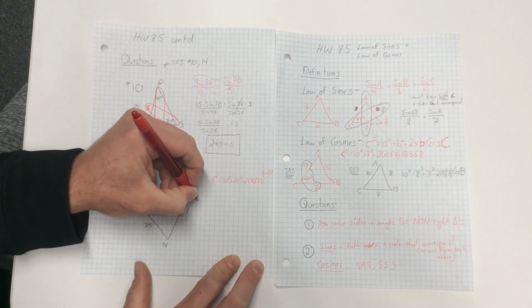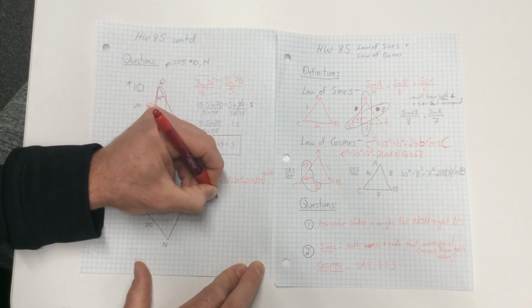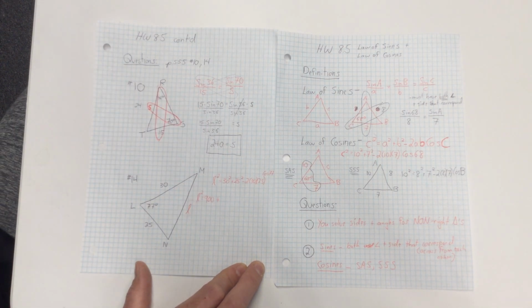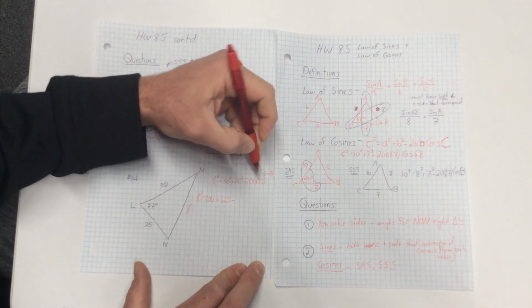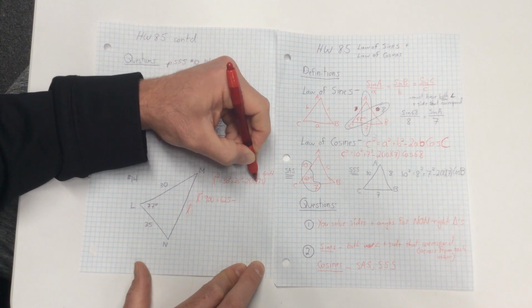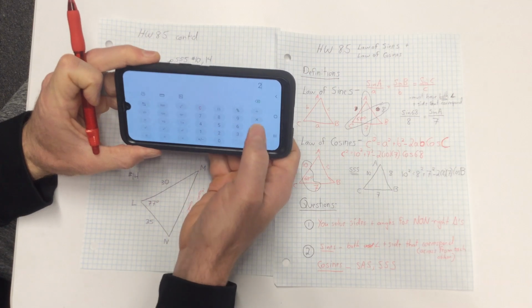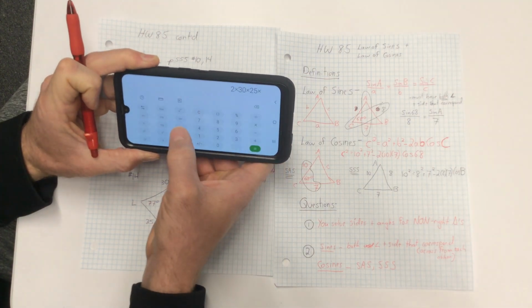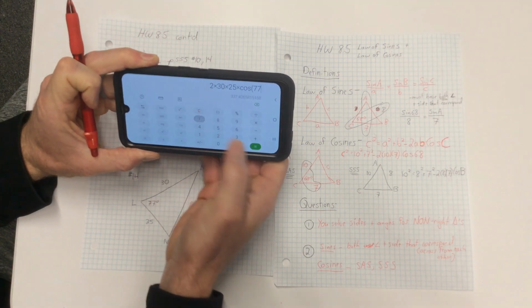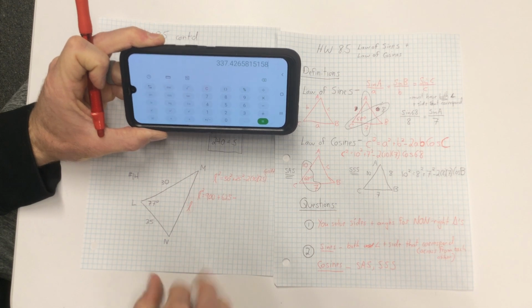So we're going to try to create more room. L squared is equal to 30 squared is 900 plus 25 squared is 625. And then minus, and this is all multiplication. So I do all this together. Get out my calculator, and I would say, all right, 2 times 30 times 25 times cosine 77. Okay. And that to the tenth is fine. 337.4.